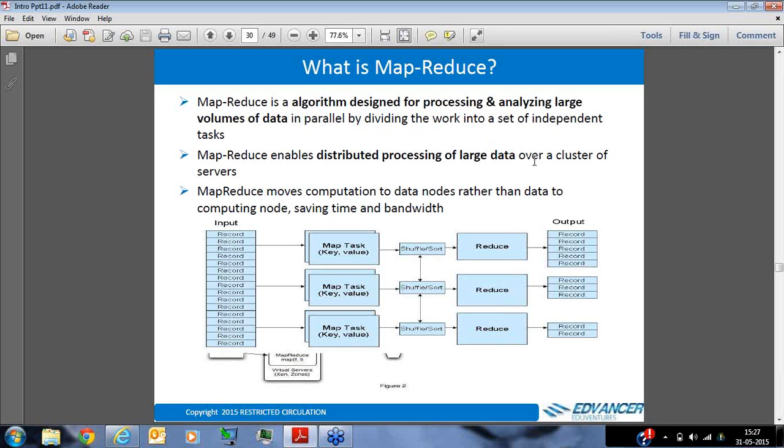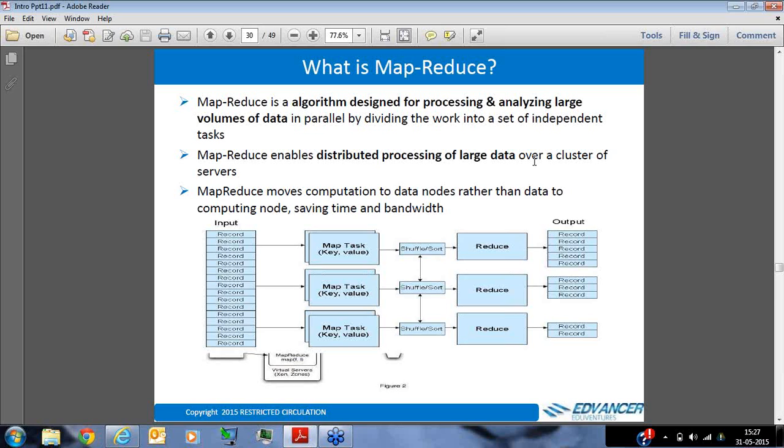Another speciality of MapReduce is that it moves the computing code or algorithm to the data nodes rather than moving the data from the data nodes to the computing server, right? So what that does is it saves time and bandwidth. You need not bring the data from the data storage to where you are doing the computation and the analysis. You are actually sending the analysis to where the data is being stored.